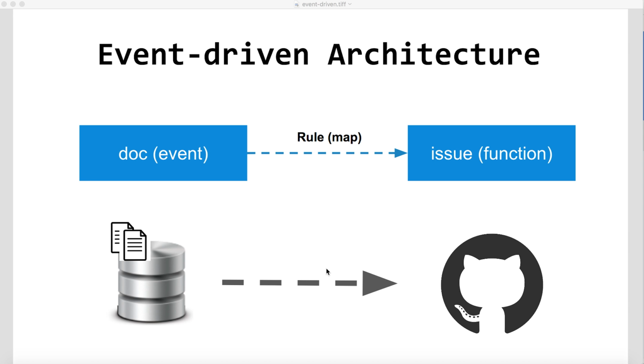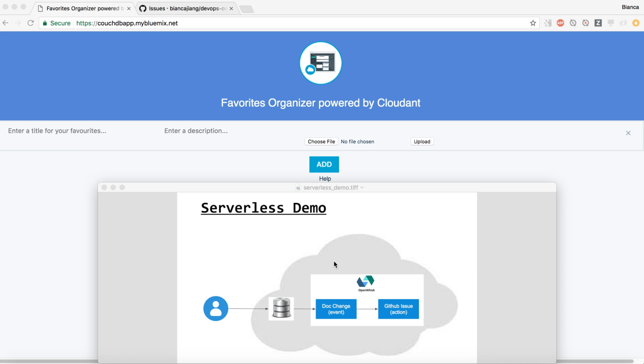Today, I'm going to show an event-driven architecture realized by a serverless solution hosted on the cloud. The event here is going to be a document change in a database. As a result, a function will get invoked, which will create a GitHub issue. In this demo, the serverless solution we're using is OpenWhisk hosted on the IBM BlueMix cloud.